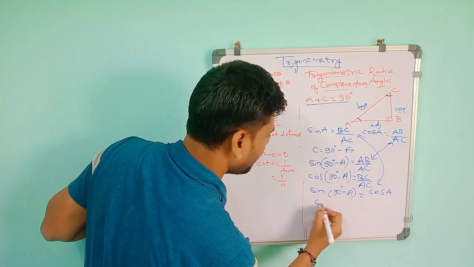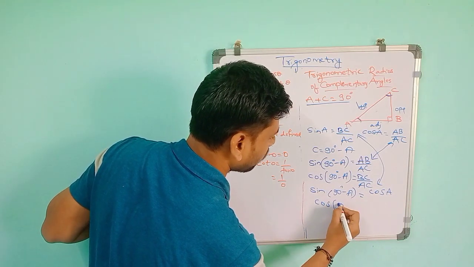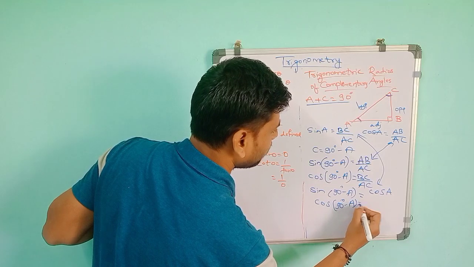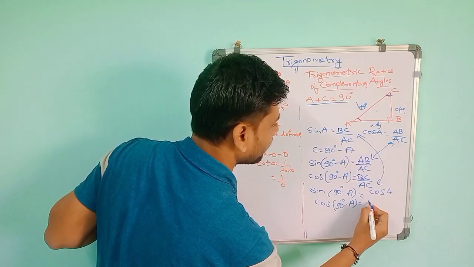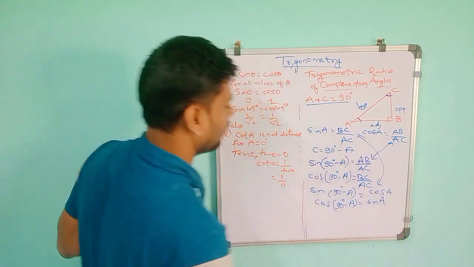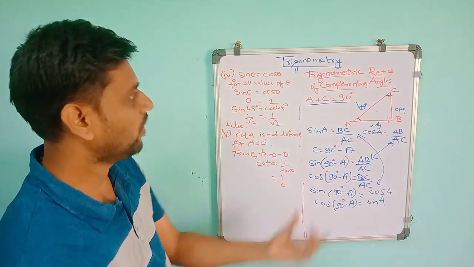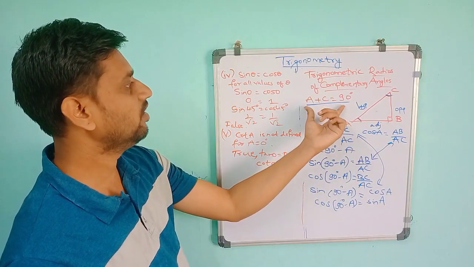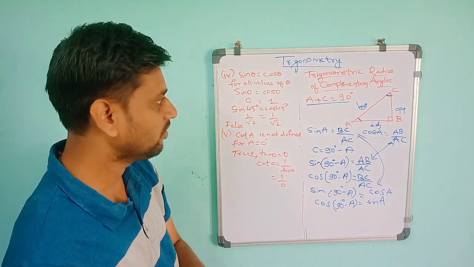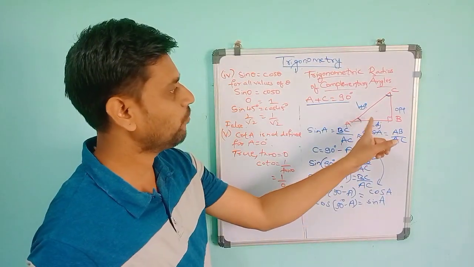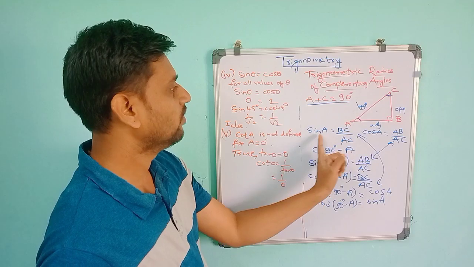If you write cos of 90 degree minus A, it is BC by C, and BC by C is nothing but sin A. So what I have proved is that A plus B is 90, which means they are complementary angles. In those complementary angles, first I have taken the values of the trigonometric ratios in terms of sin and cos.